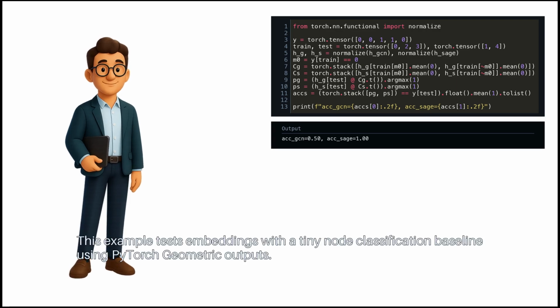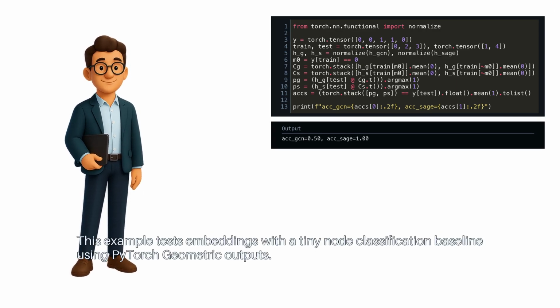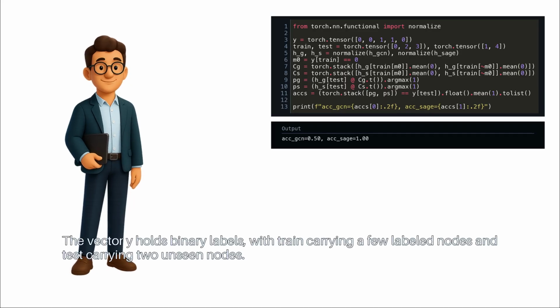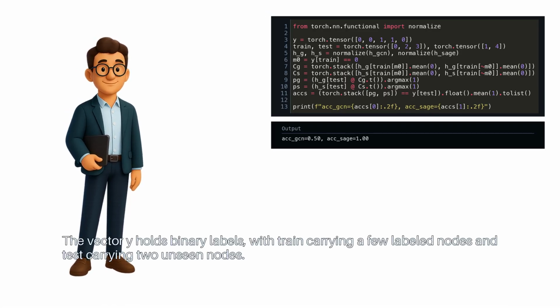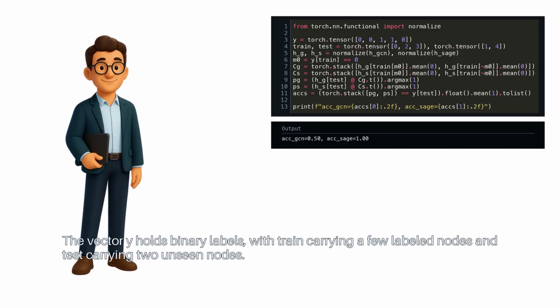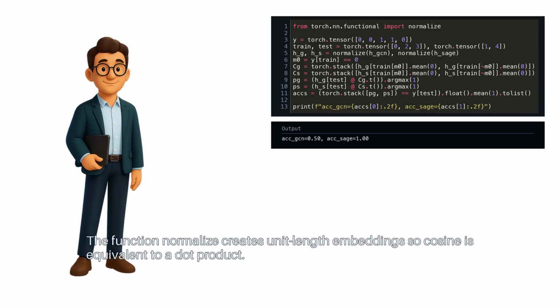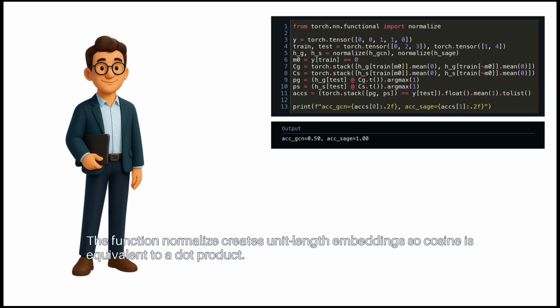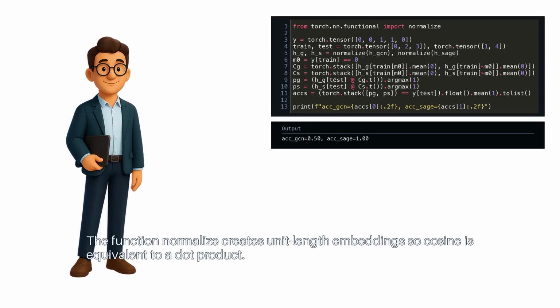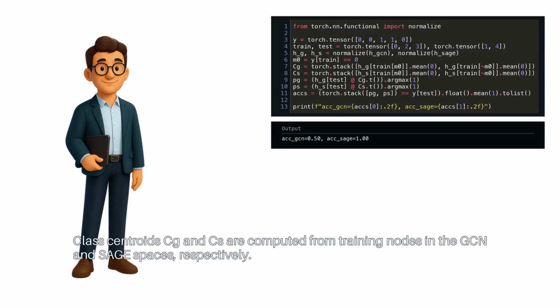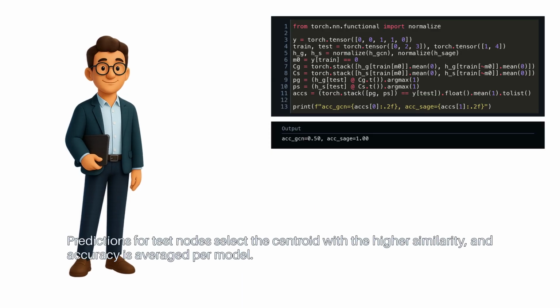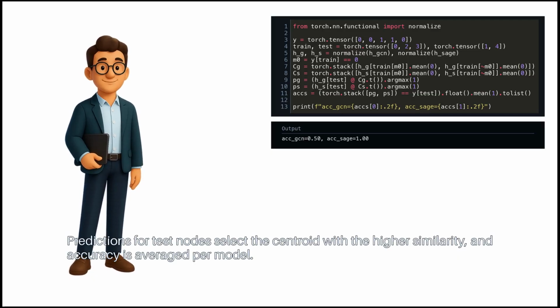This example tests embeddings with a tiny node classification baseline using PyTorch Geometric outputs. The vector y holds binary labels, with train carrying a few labeled nodes and test carrying 2 unseen nodes. The function normalize creates unit length embeddings, so cosine is equivalent to a dot product. Class centroids c_g and c_s are computed from training nodes in the GCN and SAGE spaces, respectively. Predictions for test nodes select the centroid with the higher similarity, and accuracy is averaged per model.